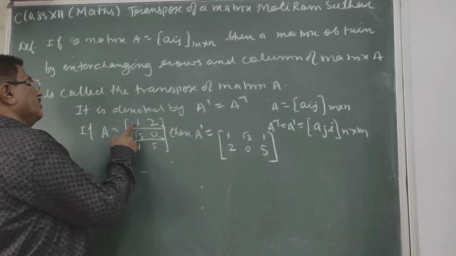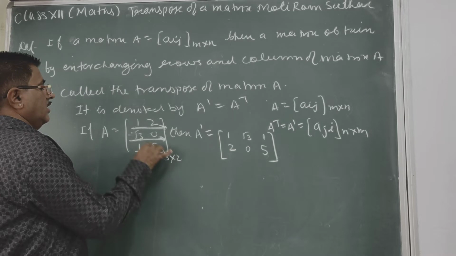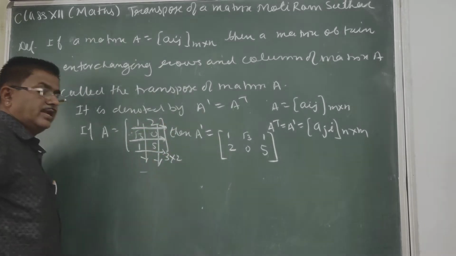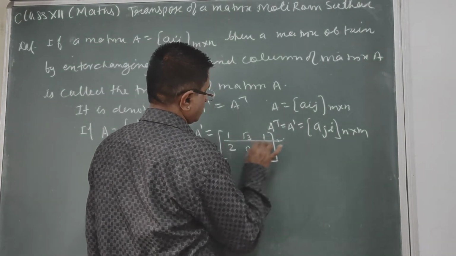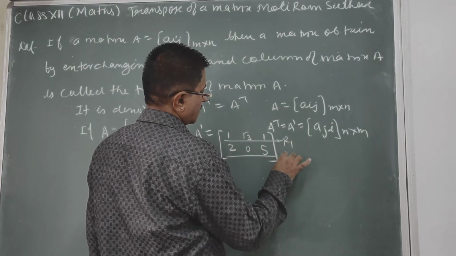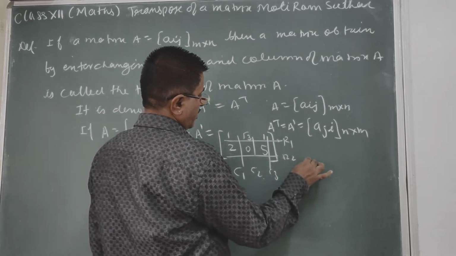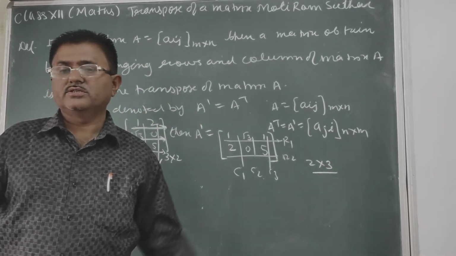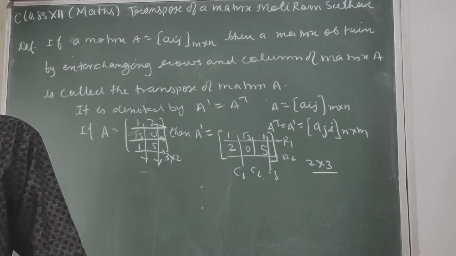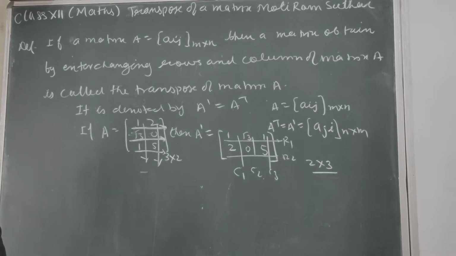So here you can say the order of matrix A is 3 by 2 because there are 3 rows and 2 columns. Correct? So in the transpose matrix there are only 2 rows and 3 columns, C1, C2, C3. So the order of this matrix is 2 by 3, so the order is interchanged. Correct? So in this way one can find the transpose of a matrix. So very easy.